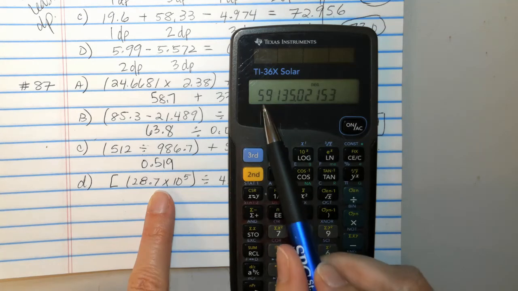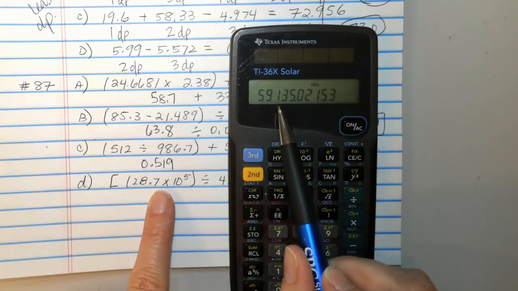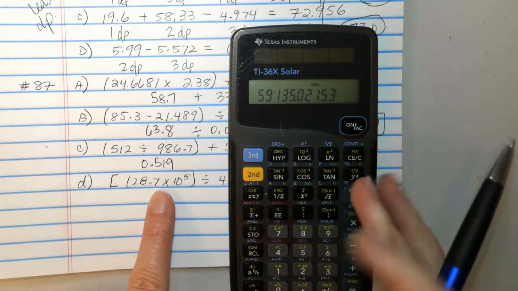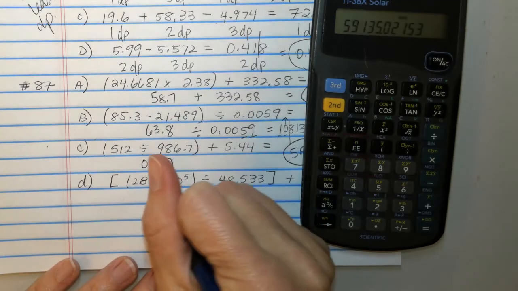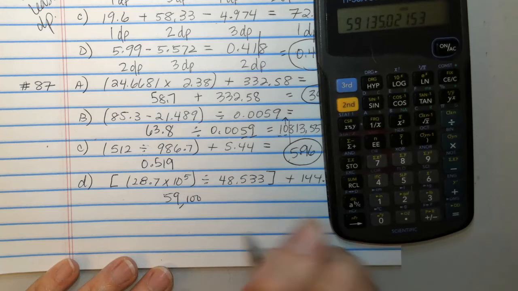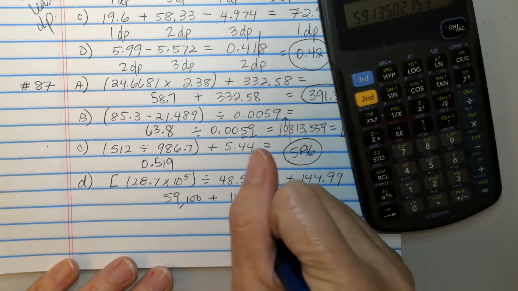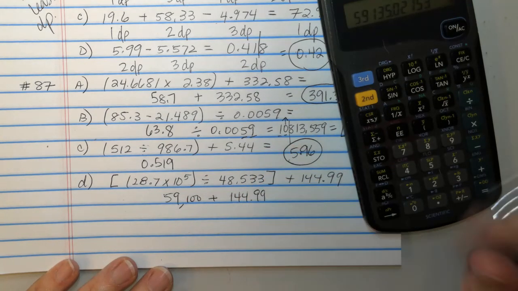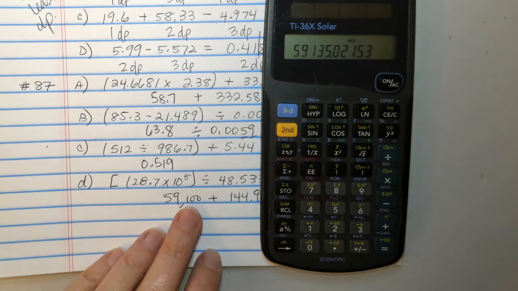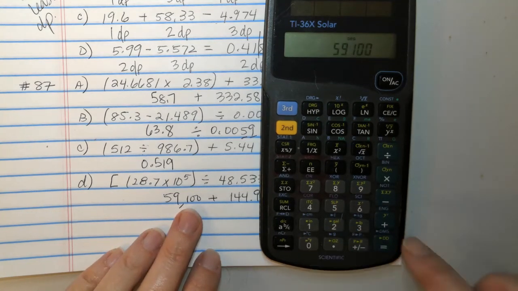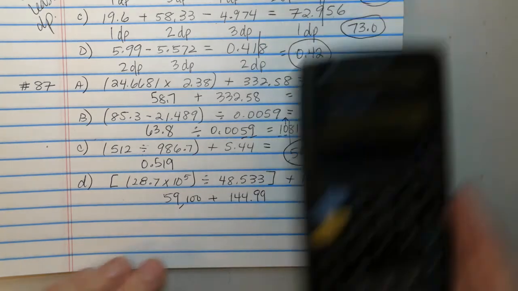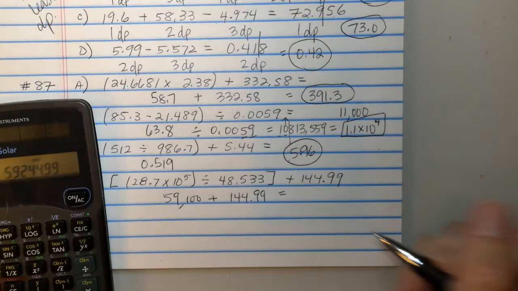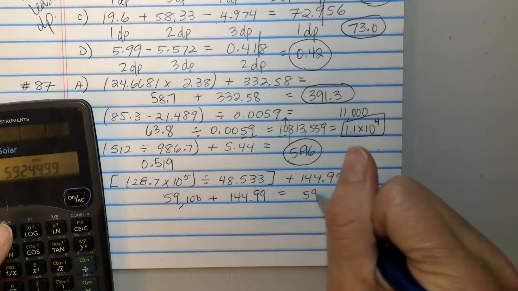So I'm going to take the 59,100, replacing the 3 and the 5 with zeros just for magnitude. So 59,100, and then I'm going to add that to 144.99. I have to retype that in the calculator, 59,100 added to 144.99. This one we're going to show out because it's a little bit harder.